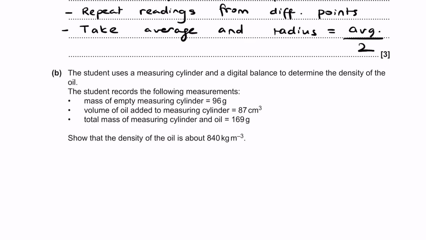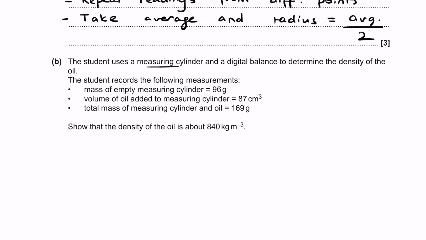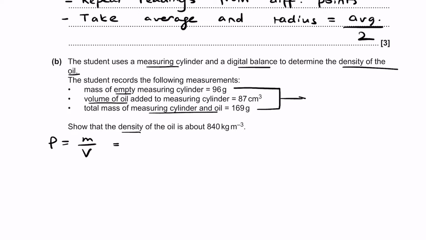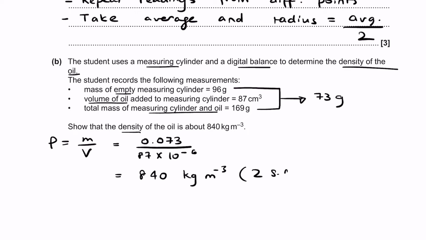And for part B, we are given that the student uses a measuring cylinder and a digital balance to measure the density of the oil. The student records the following measurements. We've been given the mass of the empty measuring cylinder, the volume of the oil that's been added, and the total mass of the cylinder and the oil. So therefore, if we have to work out the density of the oil, we just need to use the formula rho equals mass over volume, and we know that the mass of the oil is the difference between these two values. Okay, so that is going to be 73 grams, or 0.073 kilograms, divided by the volume in meters cube. Okay, so 87 times 10 to the minus 6 meters cube, and that gives me a result of 839 or 840 kilograms per meters cube, to two significant figures.